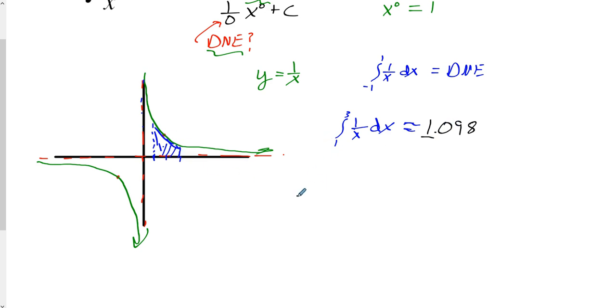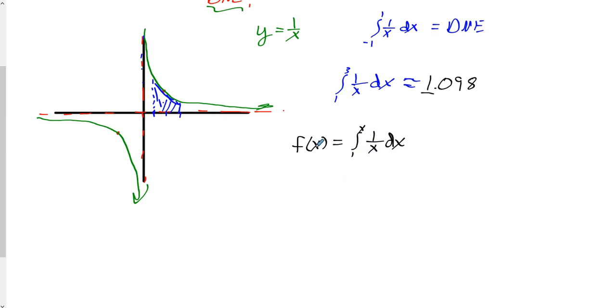Okay, and I think this is even something I could apply the second fundamental theorem to. I could write this as an area accumulation function. Let's make f of x the integral from 1 to x of 1 over x dx. I think this is good. All right, so we just realized that f of 3 is about 1.098. That was really close to 1.